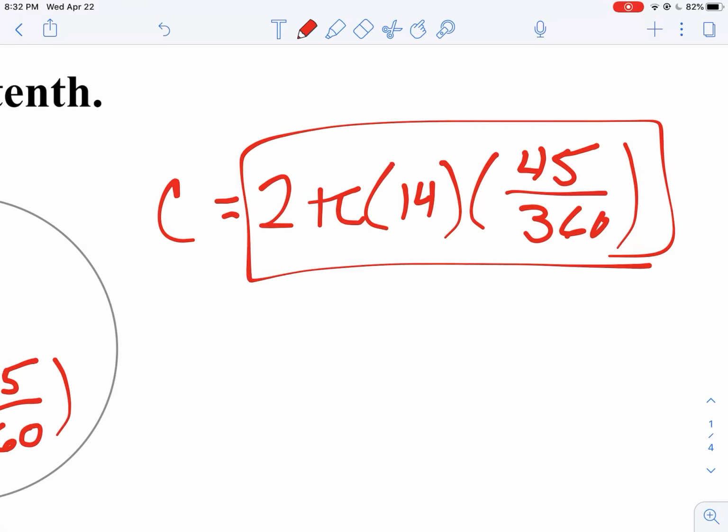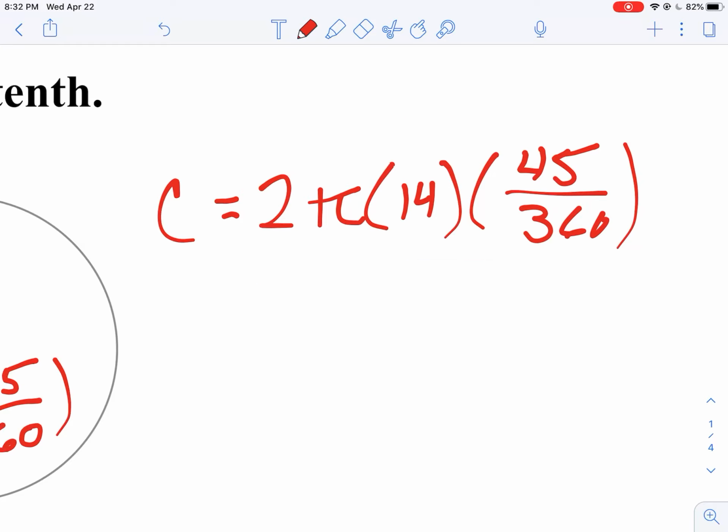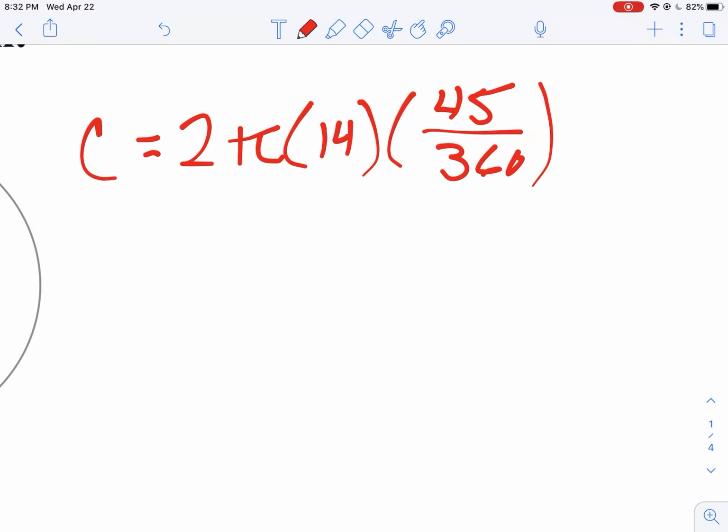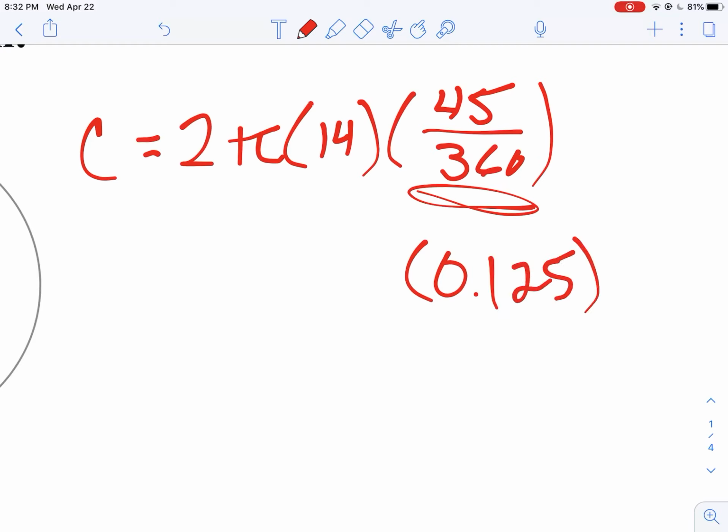I would put the 45 over 360 in parentheses when you're multiplying these. But if you're not using a calculator, using your phone calculator or iPad, I would figure this out first, and then it's a little easier. So 45 divided by 360 gives me 0.125. So that's what that number is going to be. And now, so I can cross this off, I could just multiply all of these numbers together, including pi, and that'll give me my answer.